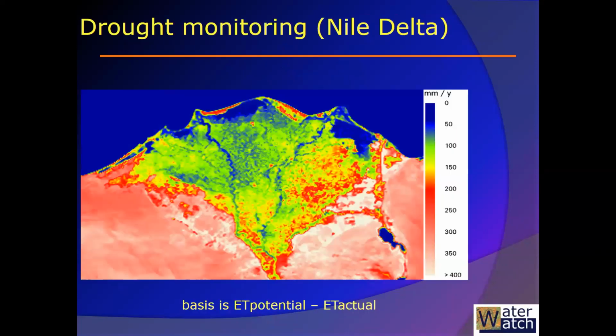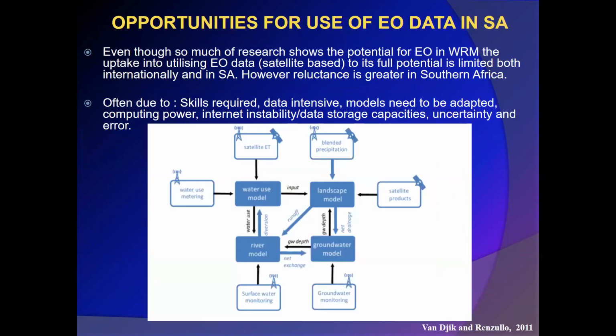This is an example of drought monitoring, just distinguishing the wet and dry regions. This is how we could use Earth observation for drought monitoring and mapping. So there are many, many opportunities for the use of Earth observation data for water resources management in South Africa, in Southern Africa. We just have to grab the opportunities and make best use of the potentials that are available to us.